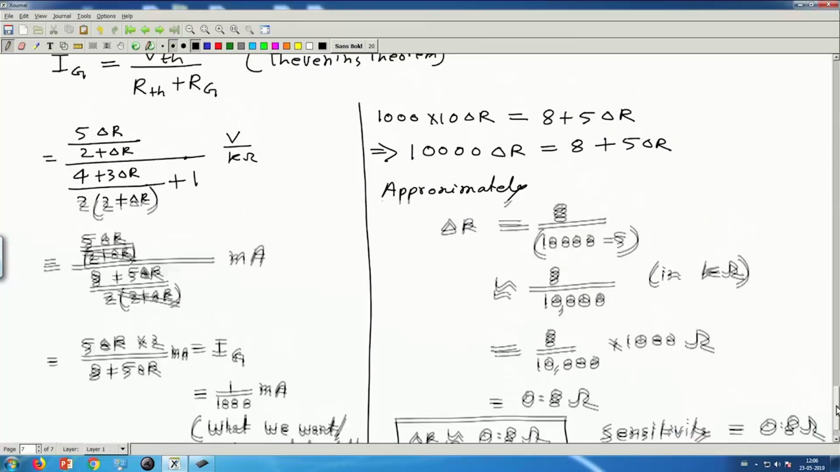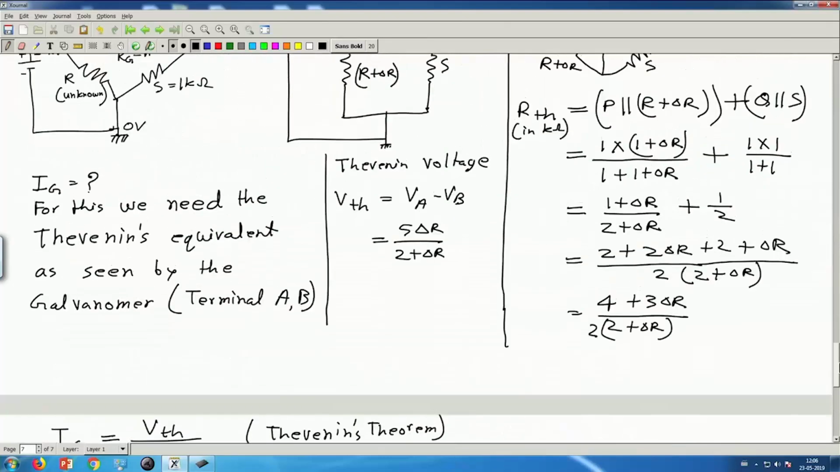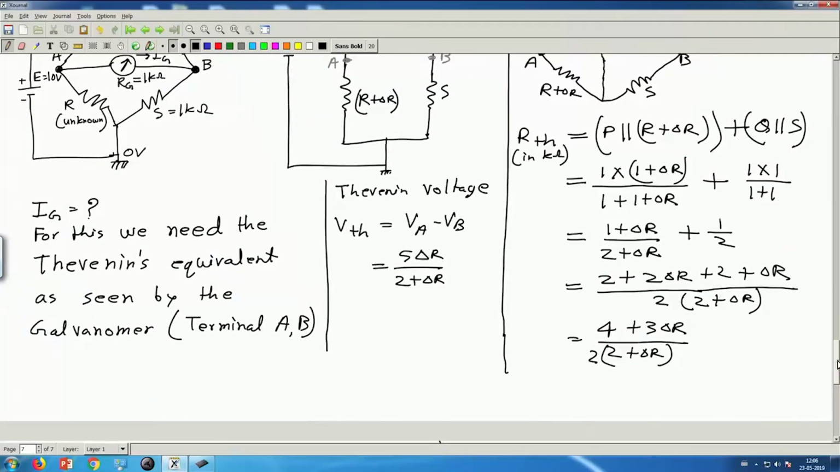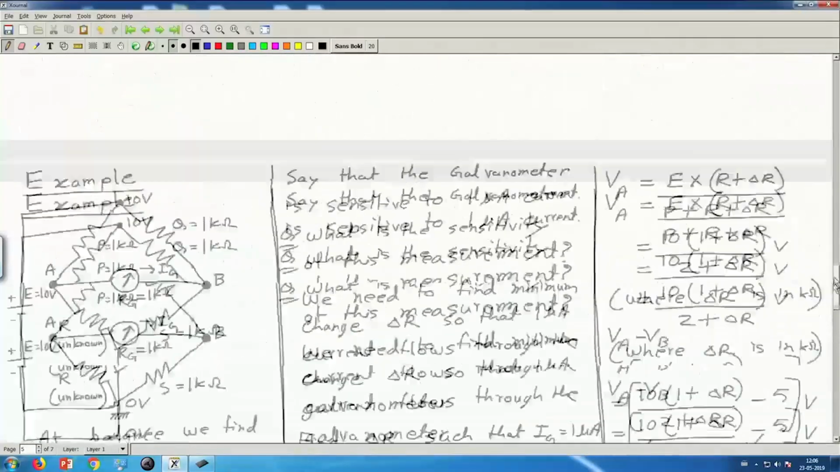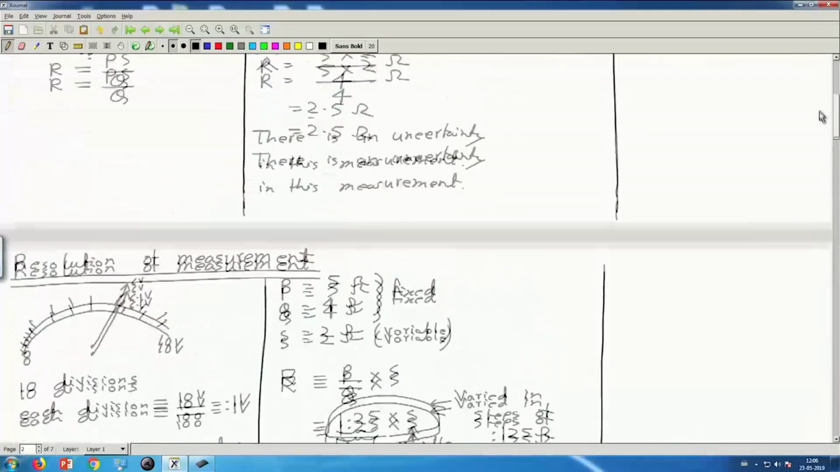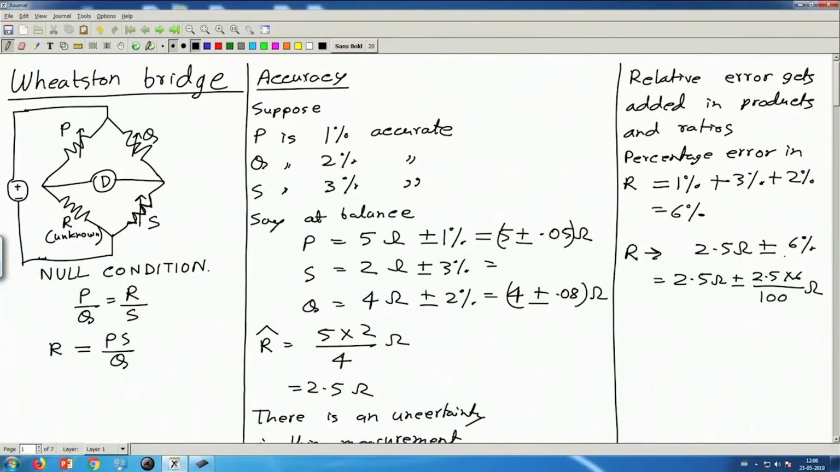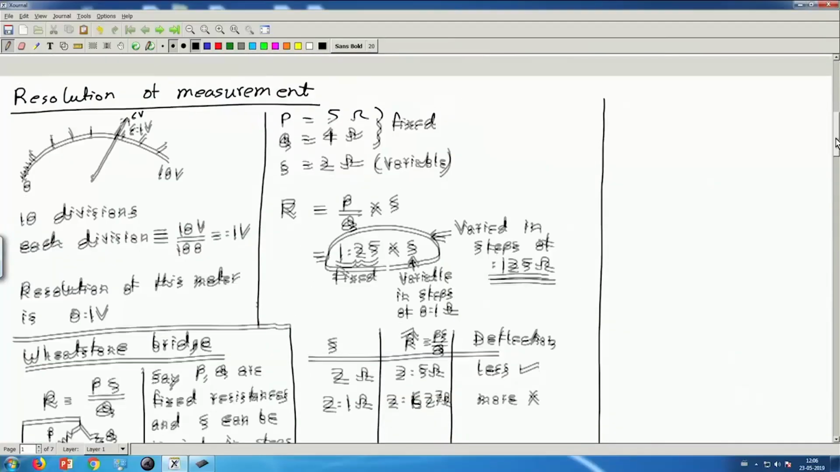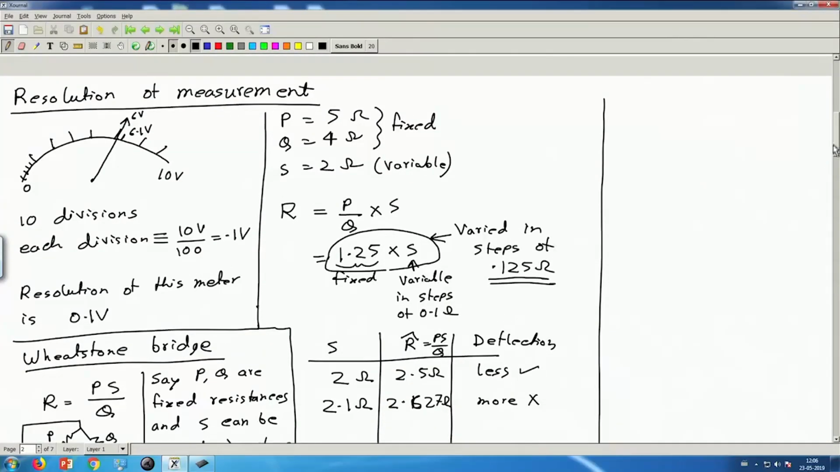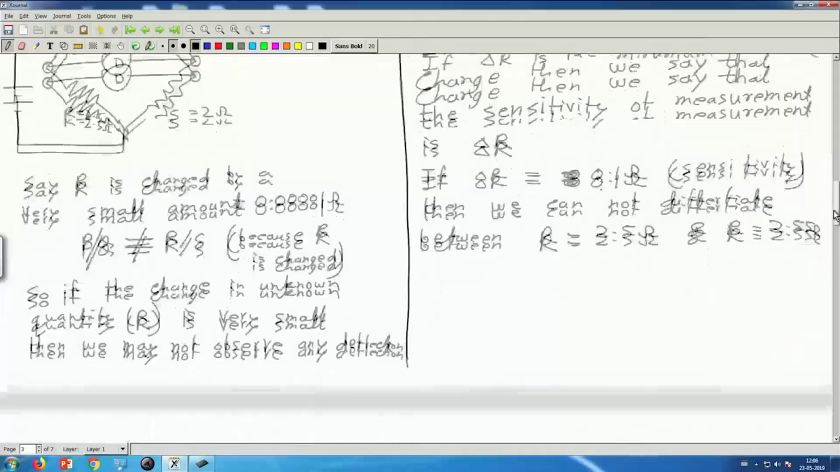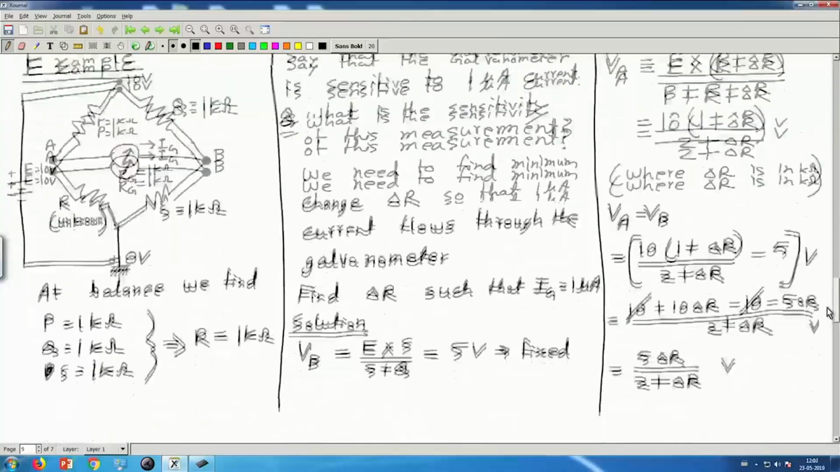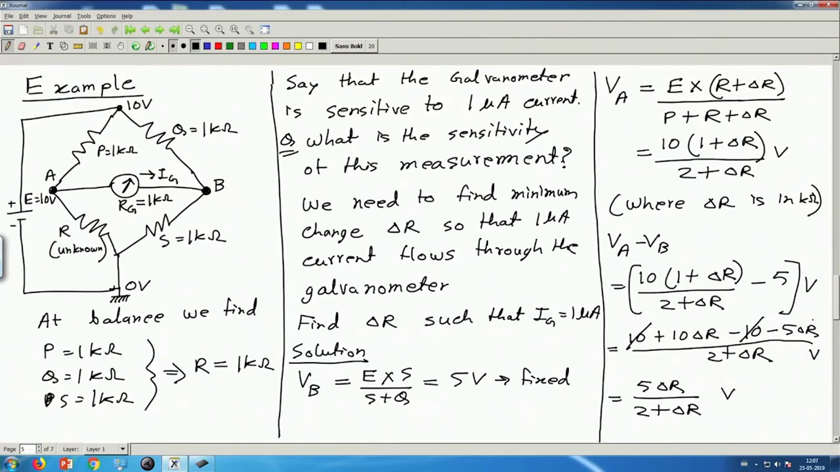So in this video, in this class, we have discussed 3 concepts. Firstly, accuracy, then the resolution of the Wheatstone bridge, and finally the sensitivity of the Wheatstone bridge. And we have done a thorough calculation. We have taken an example and have shown you how to do the calculation thoroughly.